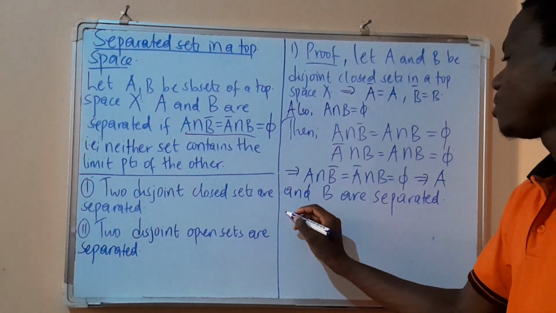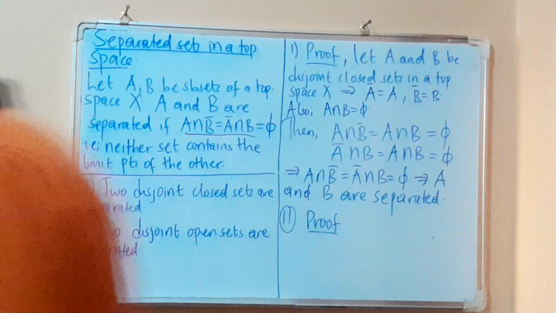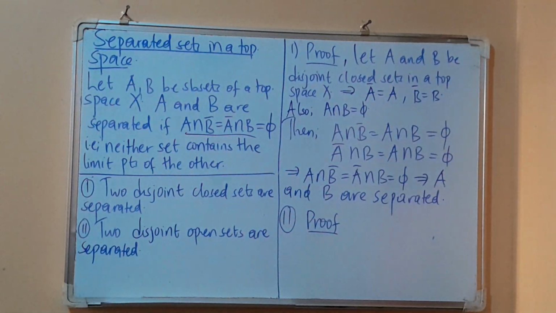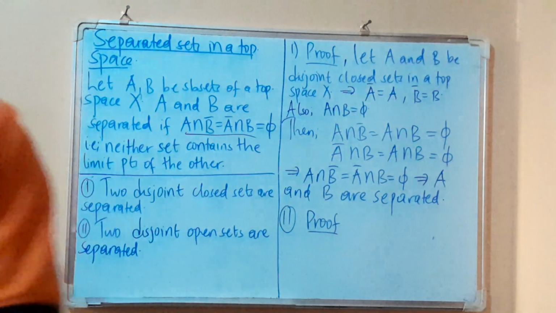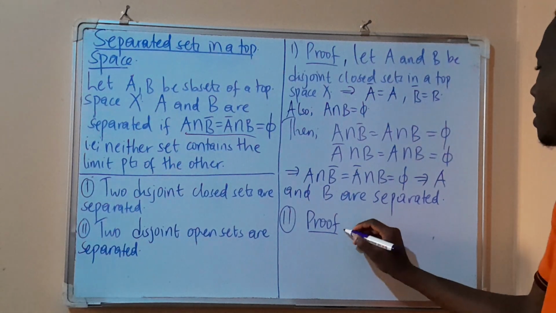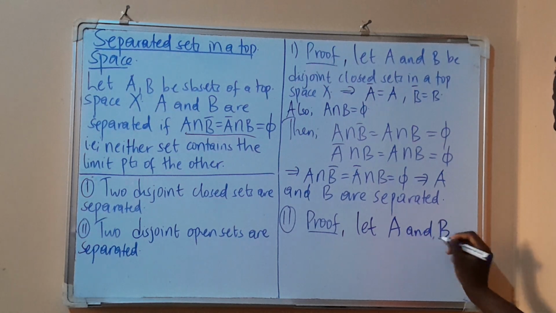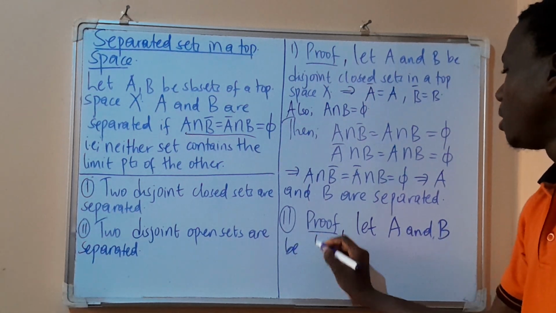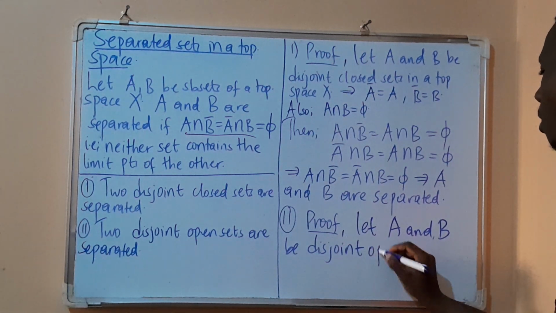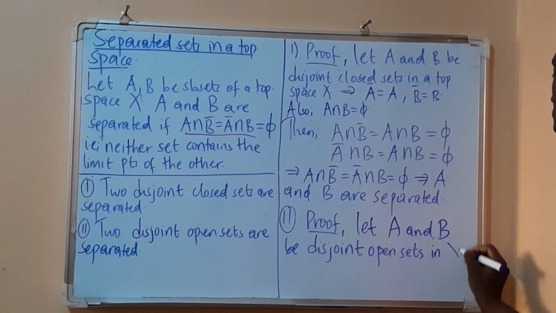Full stop. Now we have to look at part 2, the proof of 2. What does 2 state? 2 is saying that two disjoint open sets are separated. So we are going to let A and B be disjoint open sets in a topological space X.